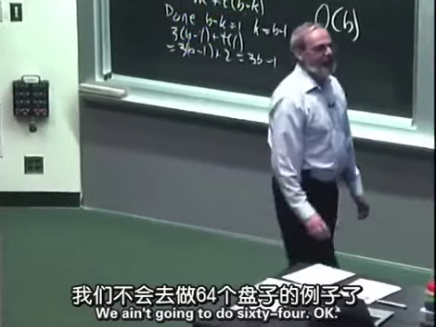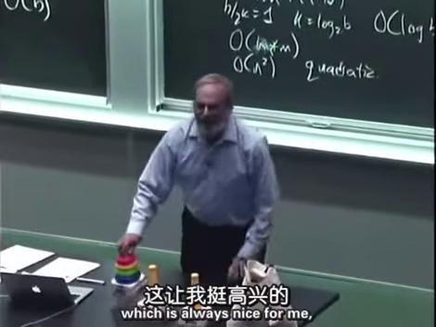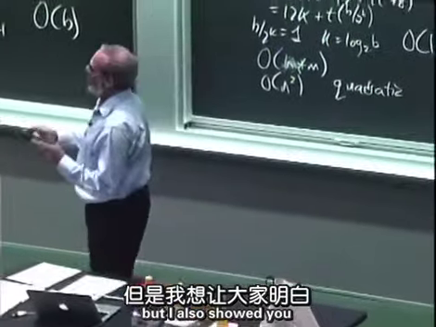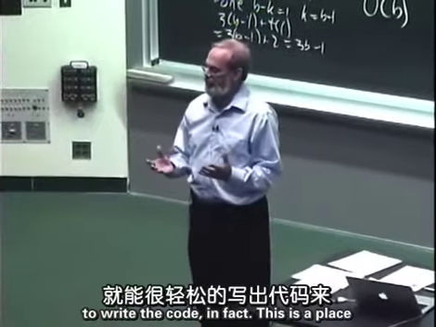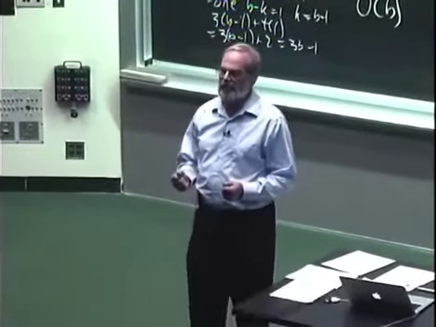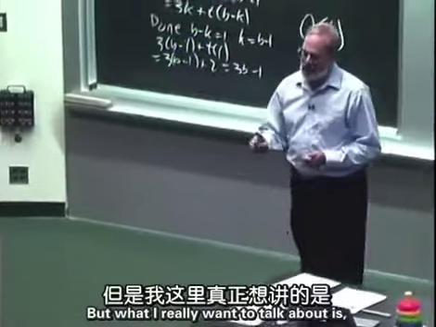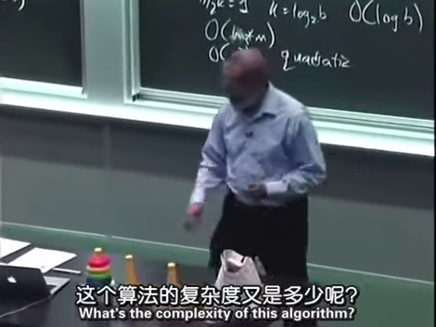All right, so it's fun, and I got a little bit of applause out of it, which is always nice for me. But I also showed you how to think about it recursively. Once you hear that description, it's easy to write the code. In fact, this is a place where the recursive version of it is much easier to think about than the iterative one. But what I really want to talk about is what's the order of growth here? What's the complexity of this algorithm?